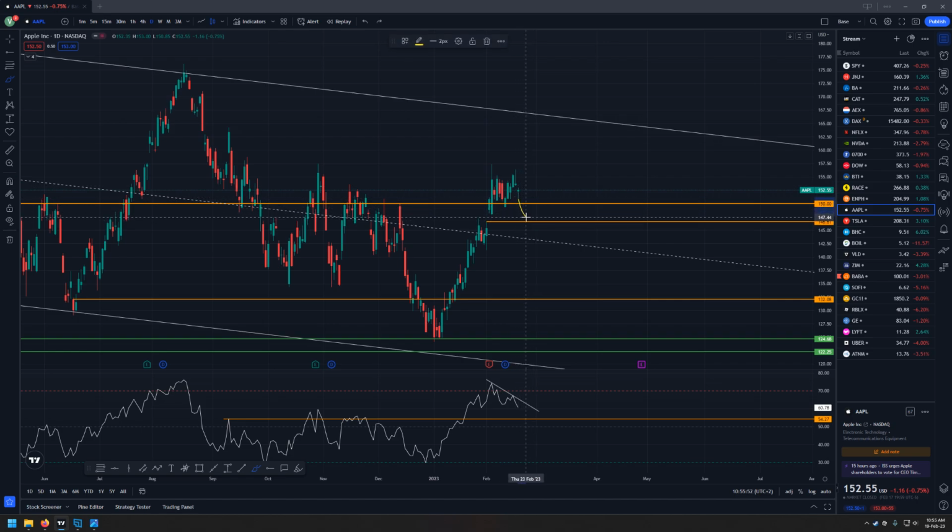Too early. So we go down to 147. Bears get excited. Tesla is below 200. Apple is below 150. We got them, boys. We're gonna mess them up. But then it gets bought.